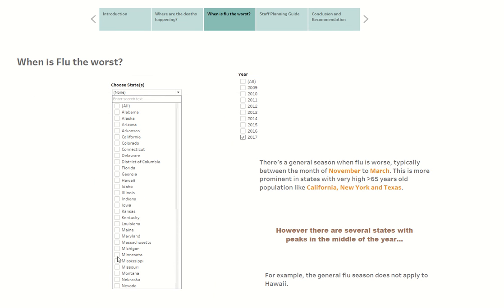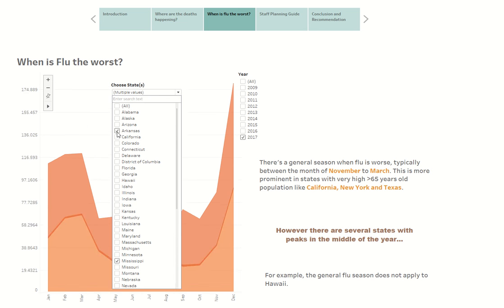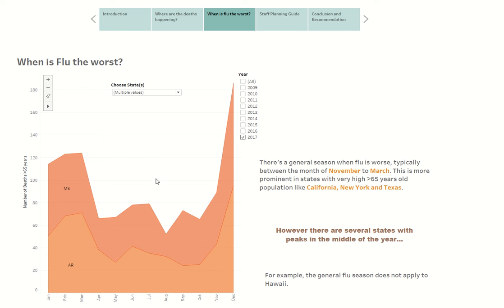And let's say we also look at Mississippi and Arkansas. We can see that they do have peaks happening during the general flu season, but there are also some activities going on in the middle of the year. So it is recommended to look at the monthly trend on a state-by-state basis to determine whether there is a need to deploy more staff in the middle of the year for certain states.